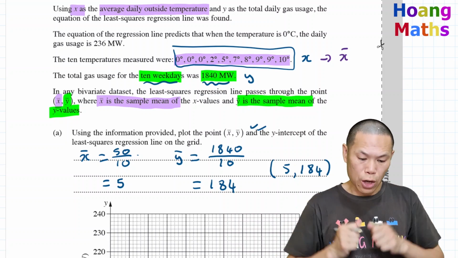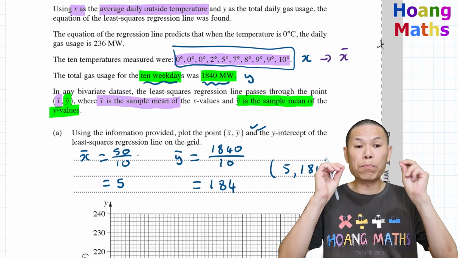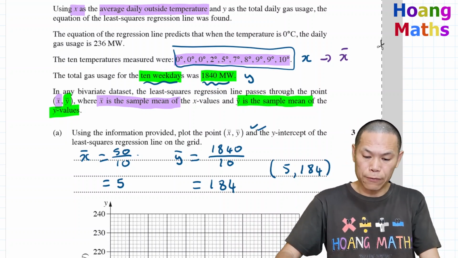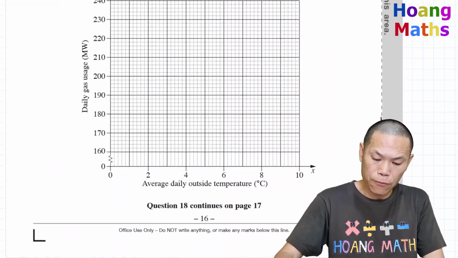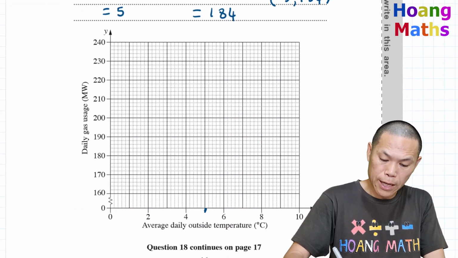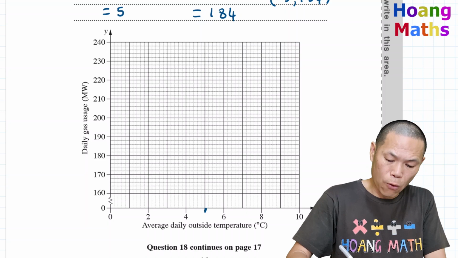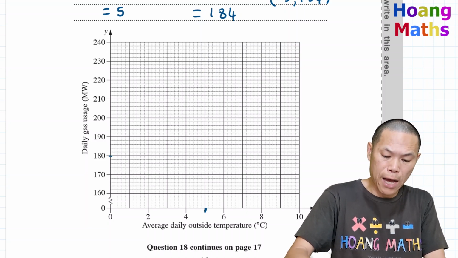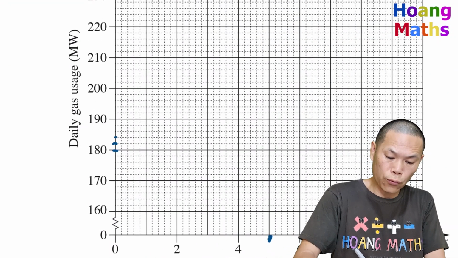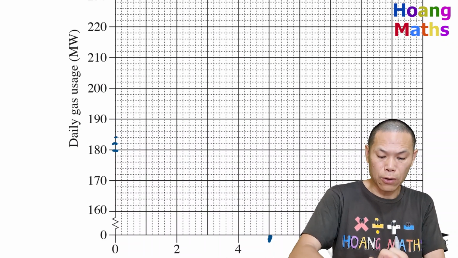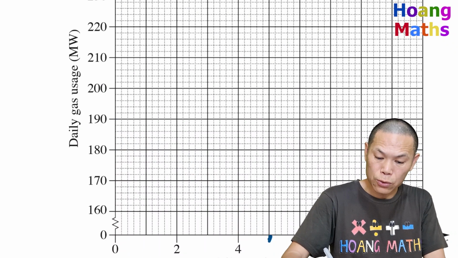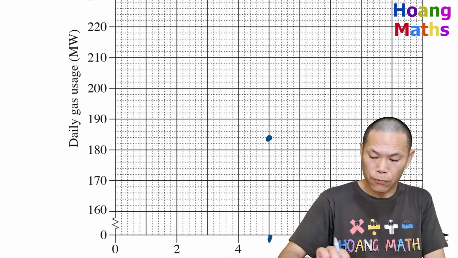So there you go. What we need to do is plot this on the graph. So 5, 184, first of all. So 5 is here, all the way to 184. So 180 here, go up by 2: 2, 4, 6, 8, 10. So there you go, 184, 2, 4. That is 5, 184.